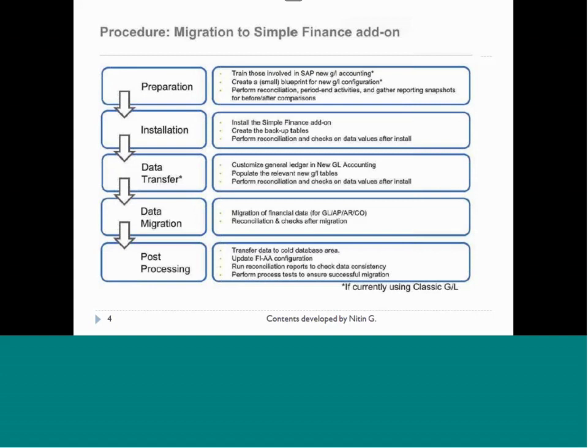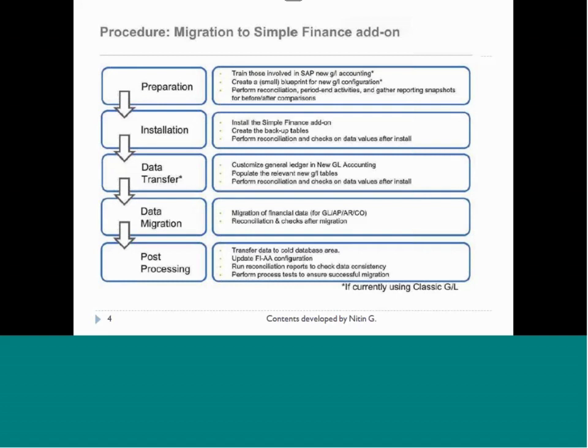Then you do post processing. Once your data is migrated and you have reconciled, you transfer the data to the cold database. Then you define your data aging: hot and cold partition. We will talk about that another day. At this point, that's a post processing step. Once you migrate, at that point you take a call on how many years you want to put in hot and what is your cold data.